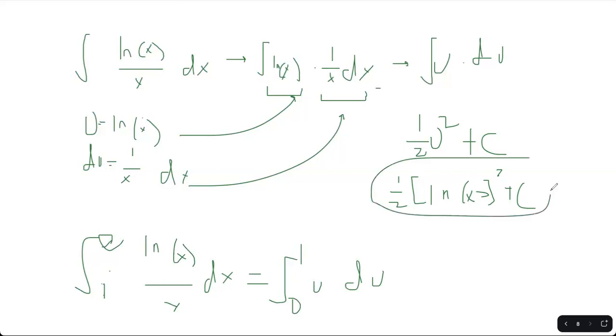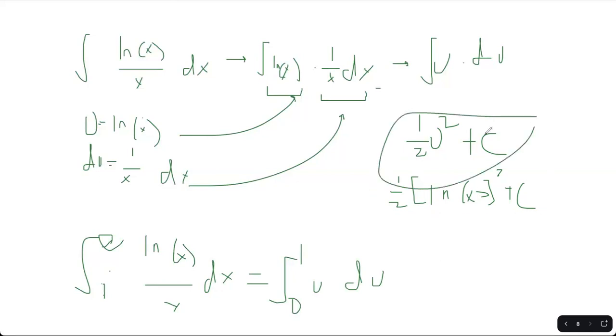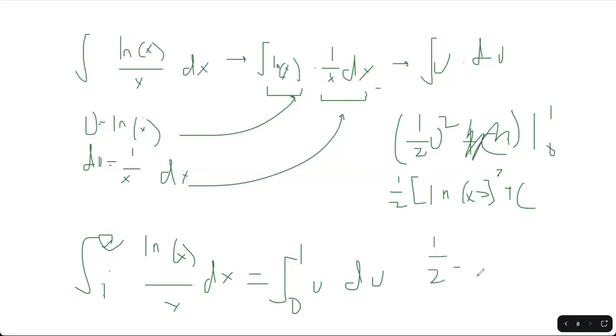So then you don't even have to convert it back to ln x. You can just keep it as 1/2 u squared plus c, and then just evaluate it from 0 to 1. So you can ignore the c in that case. Then you do 1/2 times 1 squared, which is 1/2, minus 0, which gives you 1/2. So in this case, you don't even have to go through the trouble of converting it back to x. You can just keep it as u if it's a definite integral, and you change the bounds. You have to change the bounds. That's it for u substitution.